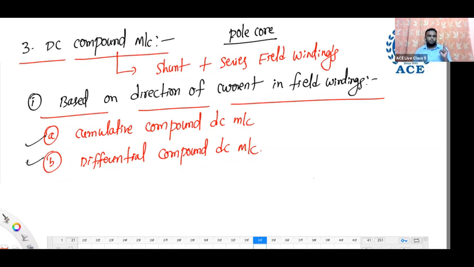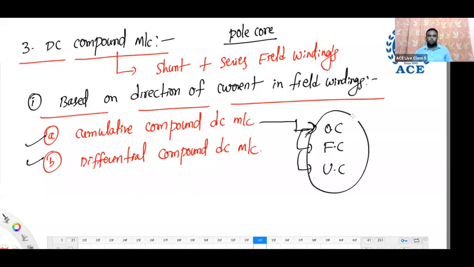But mainly two types only: cumulative and differential. In cumulative again we have three types, like over compound, flat compound, under compound. In cumulative only we get three types. Differential only one. That is based on compounding, we will divide them.